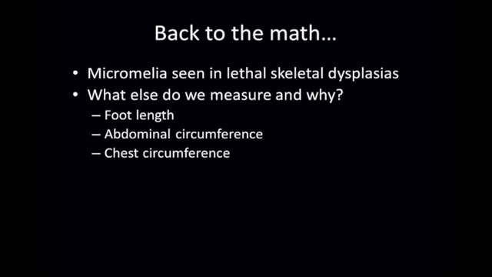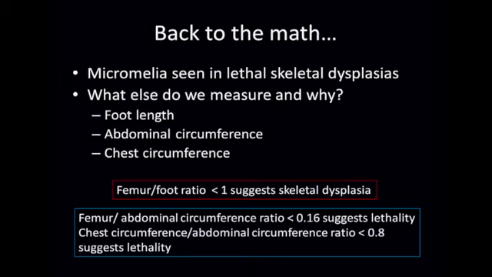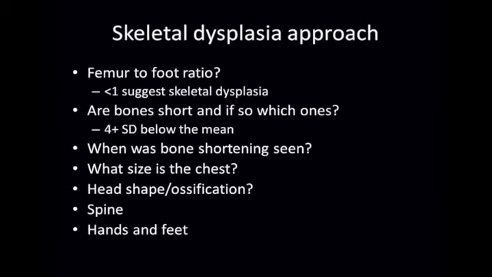There are other things that we measure. We mentioned the foot length because you can do the foot-femur ratio to identify if you have a skeletal dysplasia. And we always measure the abdominal circumference as part of our normal biometry, and we can measure the chest circumference to confirm the visual impression that the chest is small. A foot-femur ratio less than 1 suggests a skeletal dysplasia. A femur to abdominal circumference ratio less than 1.6 suggests that the dysplasia you're looking at is one of the lethal varieties. And a chest to abdomen circumference ratio of less than 0.8 also suggests lethality.